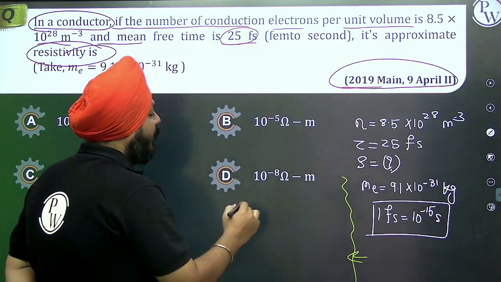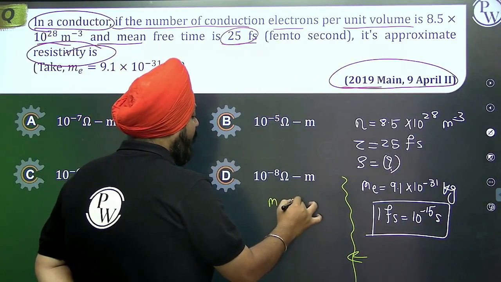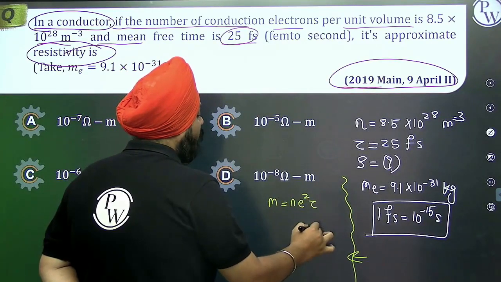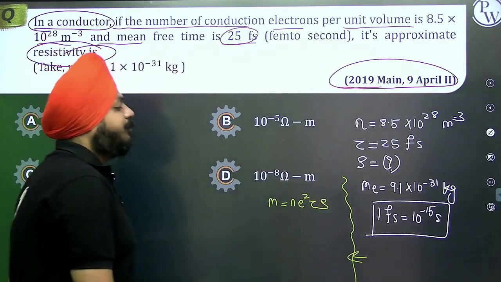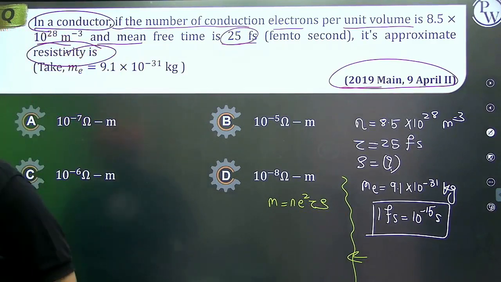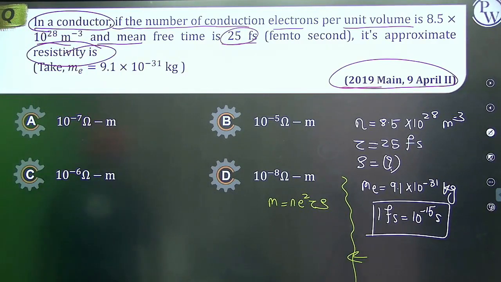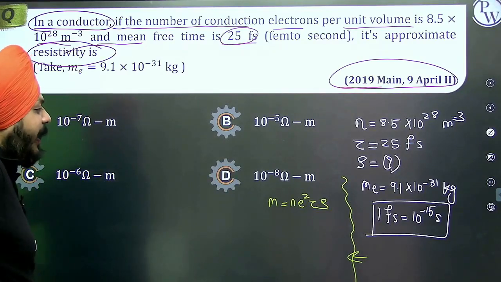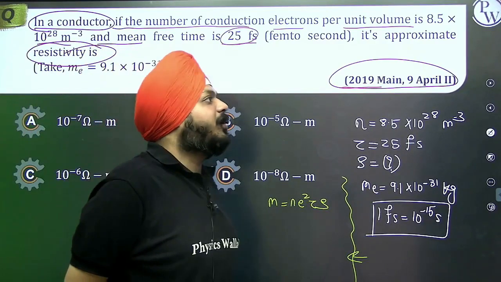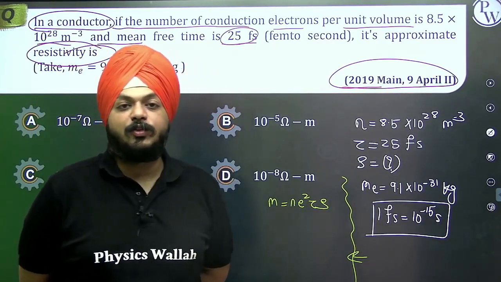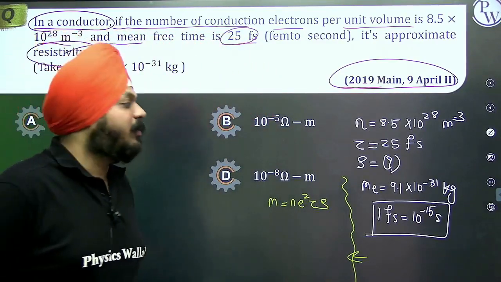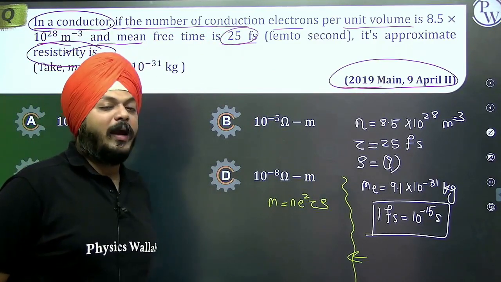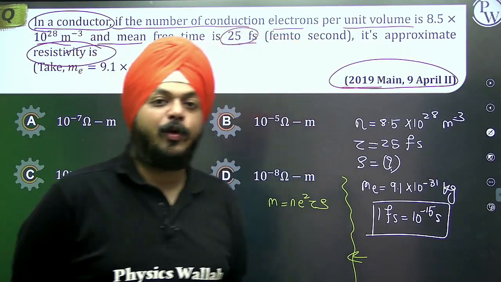We have the direct formula. The mass m is equal to n e square tau into rho. So what happens here? This is a direct formula. Whenever we are dealing with questions of drift velocity, current density and the combination of it, or mobility, this kind of equation always comes up. You might have seen this in your lectures.